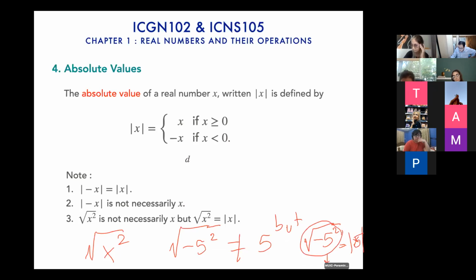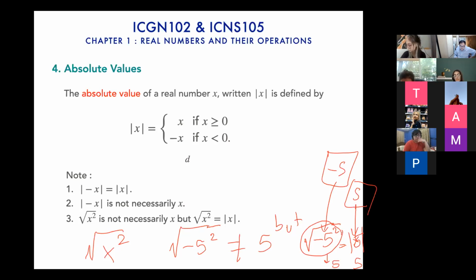Because in this one you get the answer 5 on both sides. But you can see that the value here is negative 5, while on the right-hand side the value that you put in the absolute is positive 5. This is the note for this one.